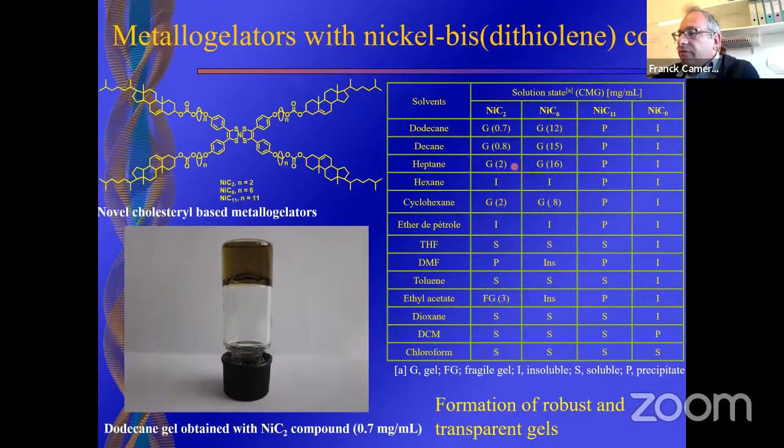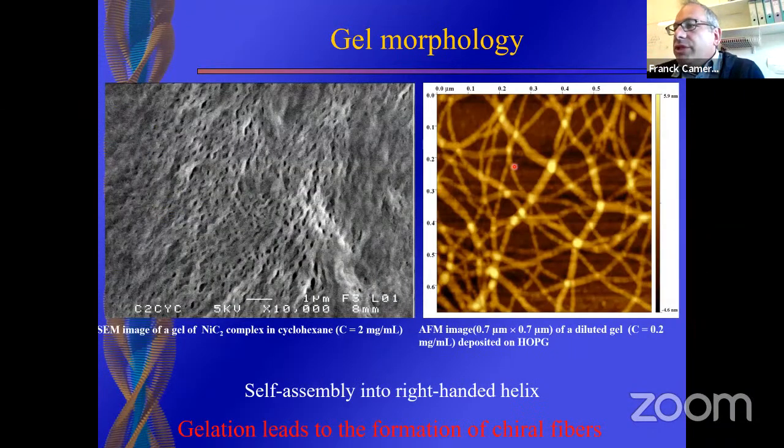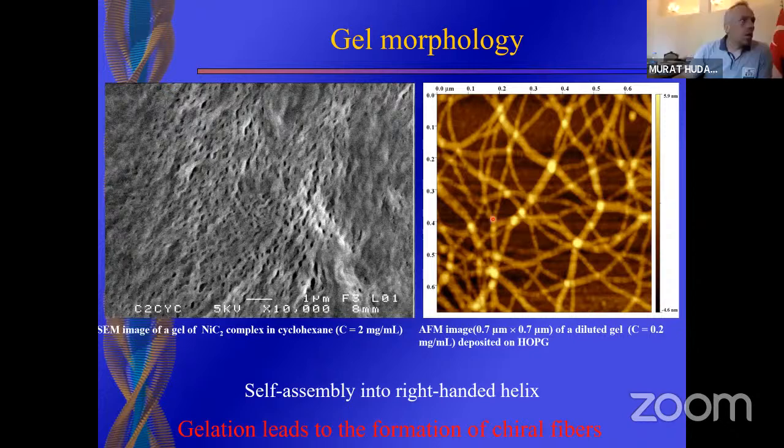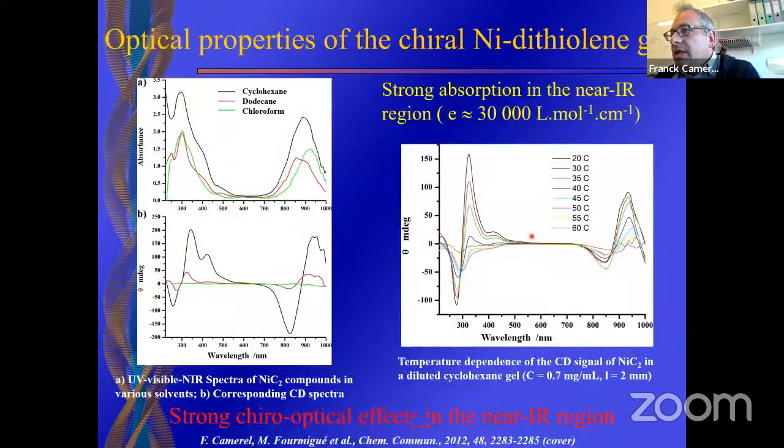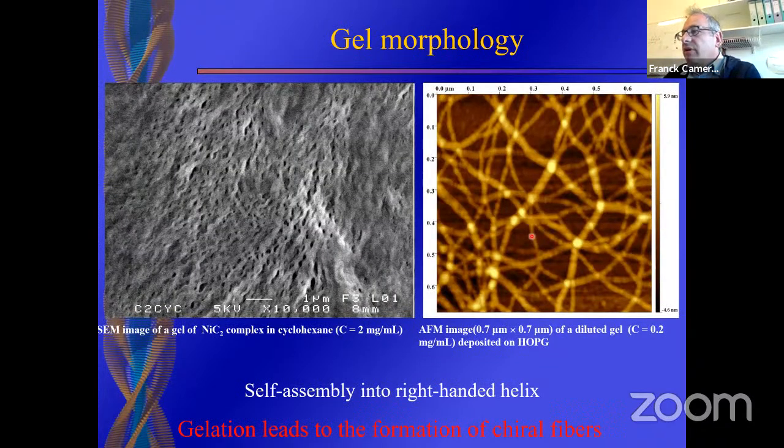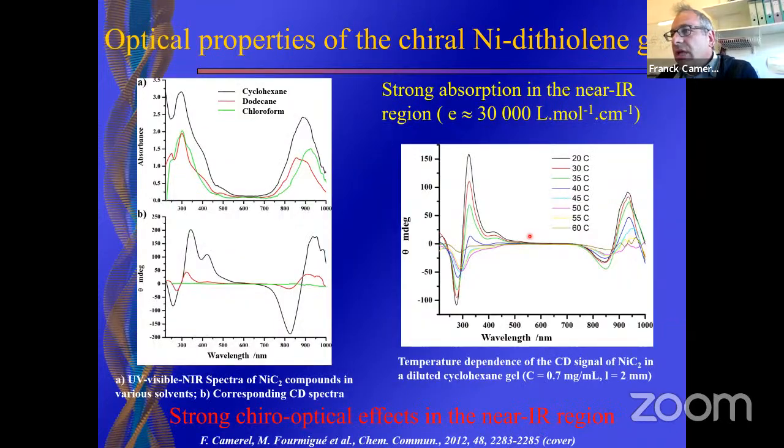So we managed to have a strong gel here. We checked the morphology, and we also have fibers. But if you look more closely with AFM, atomic force microscopy, you can see that you have fibers, but you have some lines on these fibers. And these lines are due to the presence of helical stacking.